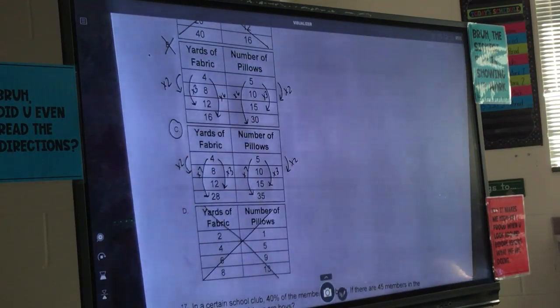As well as it's going to be a huge part of your EOG. Okay, you have to understand equivalent ratios.